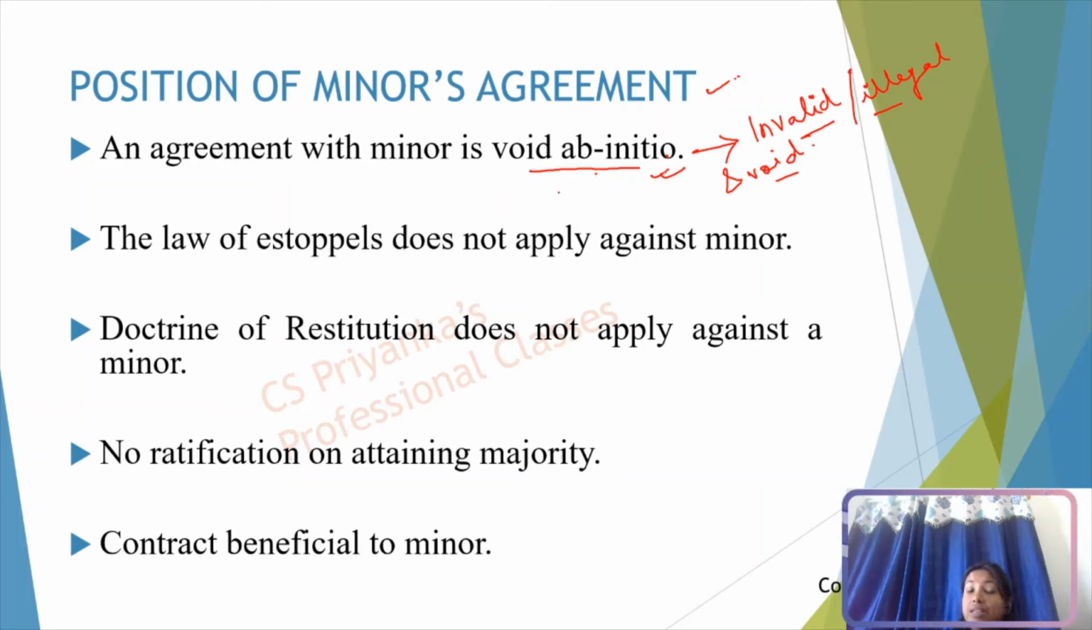If a minor enters into an agreement or contract with an adult person, the minor's agreement is completely illegal and invalid, but all the liabilities have to be borne by the adult person.